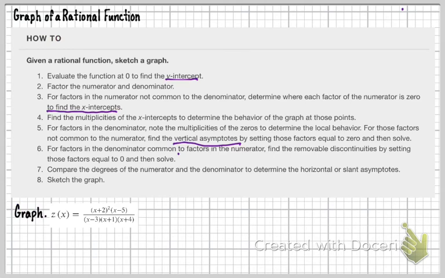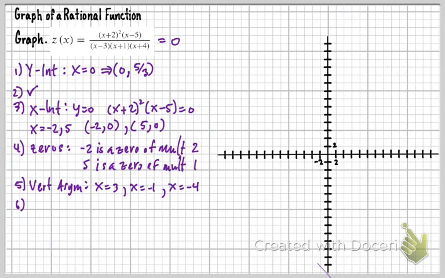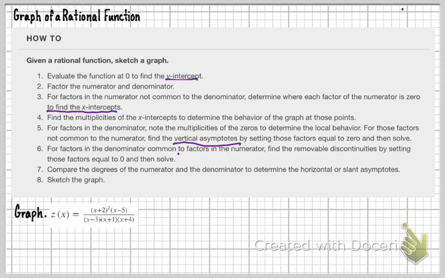Okay. 6 says factor the denominator common to the factor in the numerator. Find the removable discontinuities by setting those factors equal to 0 and then solve. Now we don't have any removable discontinuities. If we did, that simply means that, hey, I might have an x plus 2 on the bottom and then cancel. That's what a removable discontinuity would be. But we don't have any here, so just going to check box. Okay, 7, compare the degree of the numerator and the denominator to determine the horizontal or slant asymptote.